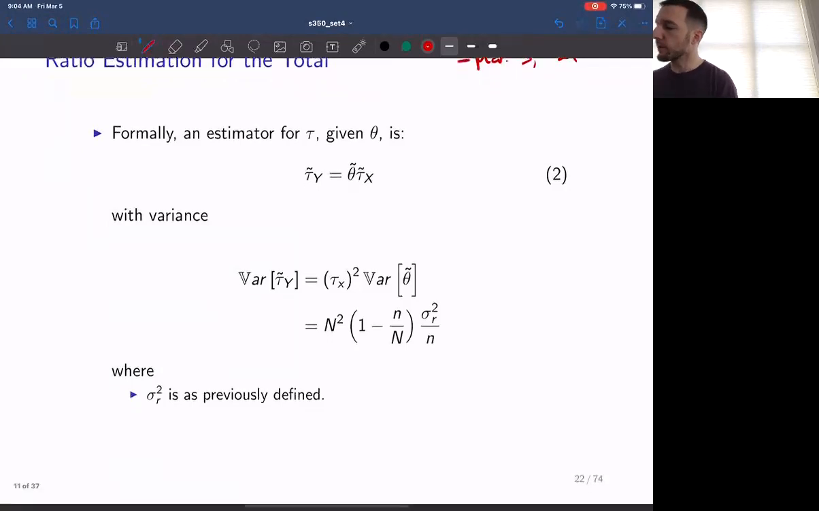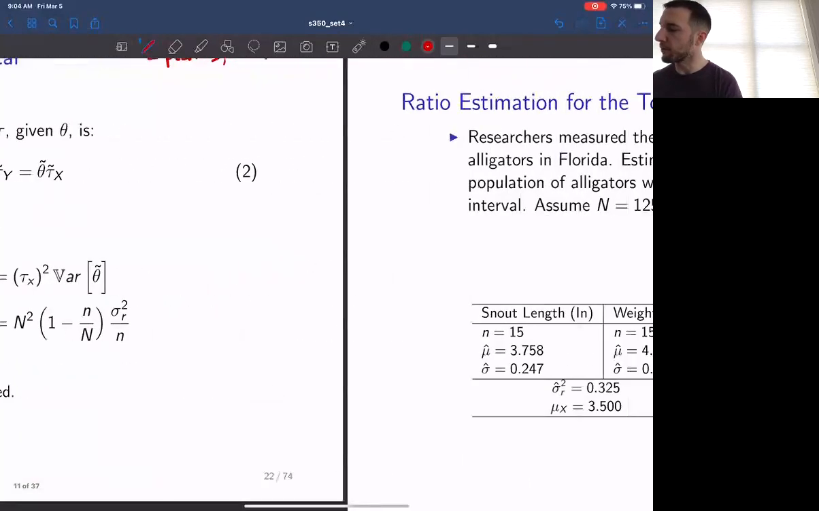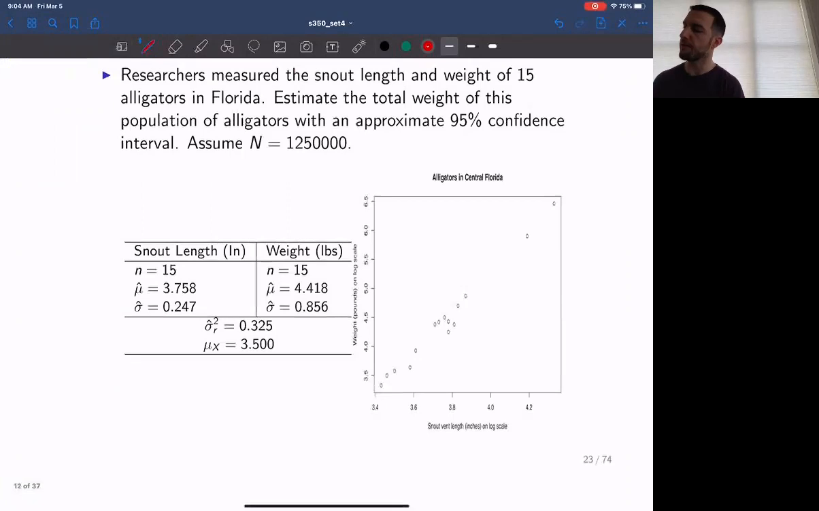Okay, so we'll work through a quick example to apply these two formulas. In this example, researchers measured the snout length and width of 15 alligators in Florida. Estimate the total weight of the population of alligators with an approximate 95% confidence interval, and assume that capital N, the number of alligators in Florida, is in the range of 1,250,000.